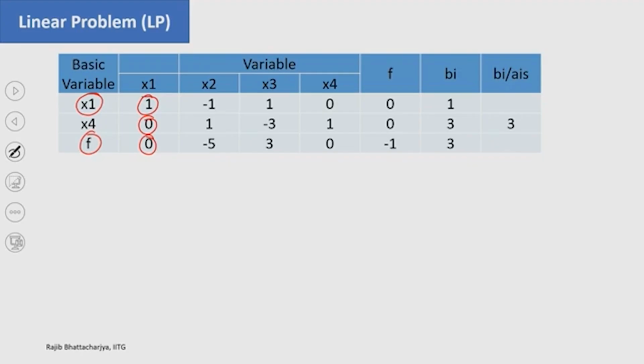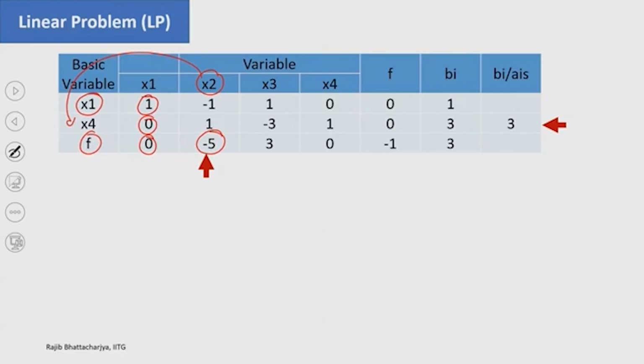Now, what do you have to do? Again we have to look at the objective function row. Is there any negative coefficient? Yes, we have one, for x2 this is minus 5, which means it is possible to improve the solution. Now x2 will enter into the basis. Whether x2 will replace x1 or x4, we will calculate the ratio between bi by ais.